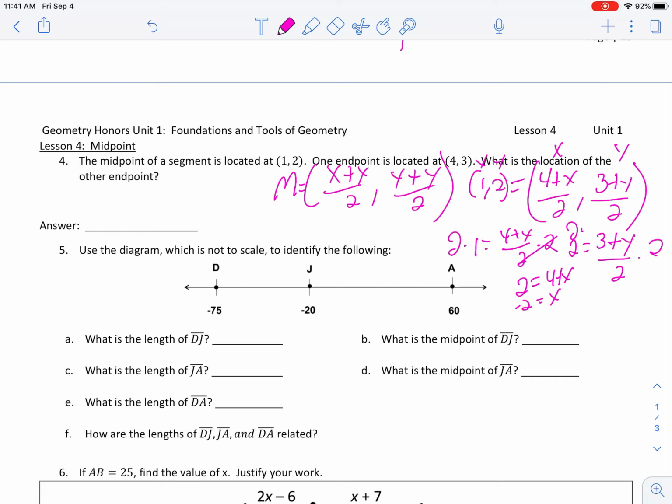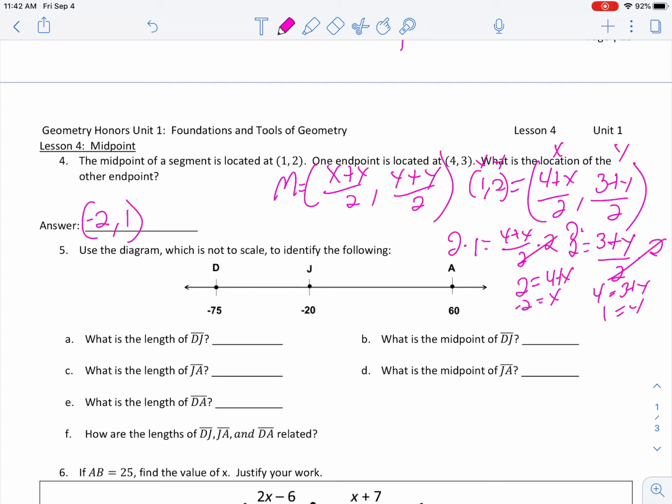I repeat that on the y's. Multiply both sides by 2. The 2's will cancel out. I get 4. And then I subtract a 3. And I get y to be 1. So what I just found then is the other endpoint. The other endpoint is located at negative 2 for x and y to be 1.